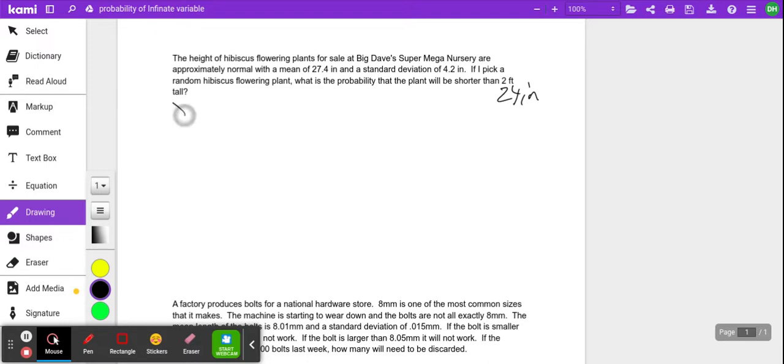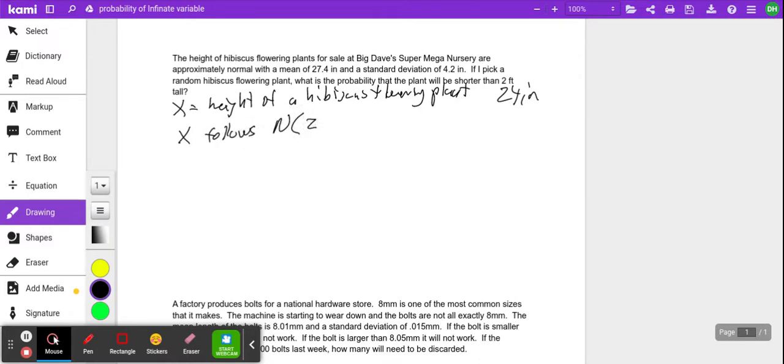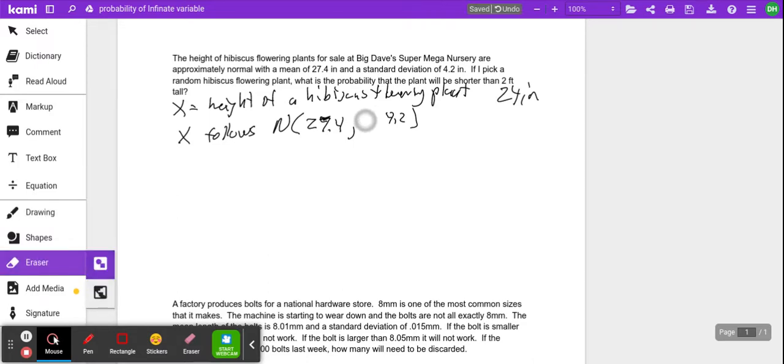So first of all, for state, I'm going to do my variables. X is going to be the height of a hibiscus flowering plant. And sorry, that's pretty hard to read. And then X follows a normal distribution with 27.4 for the mu, and sigma is 4.2. Oh, sorry, you don't need to put that sigma there. I don't even know why I did that, but we can fix that real quick.